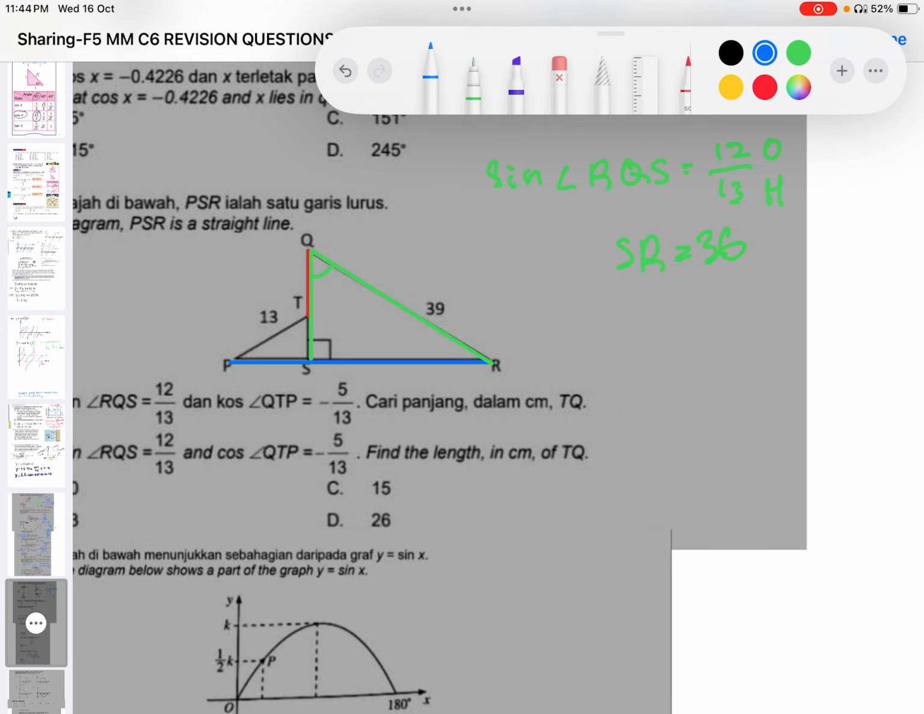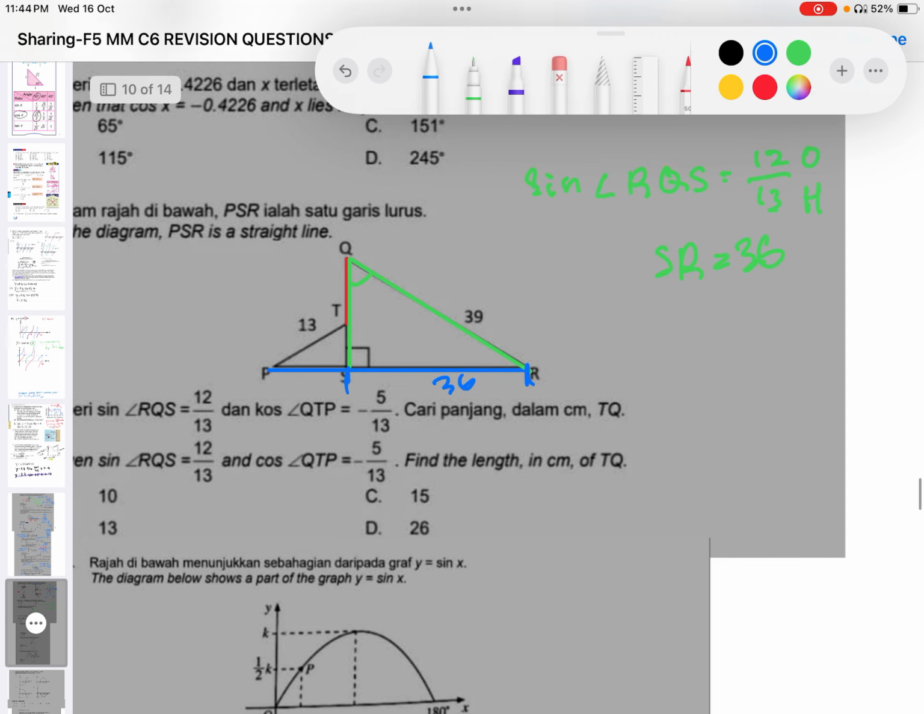So next kita cari, so di sini adalah 36 sampai sini je. Okay, so kita dapat sudut tu. Okay, kat sini pula cos QTP, given that cos QTP is equals to negative 5/13. Negative tu sebab dia corresponding angle.